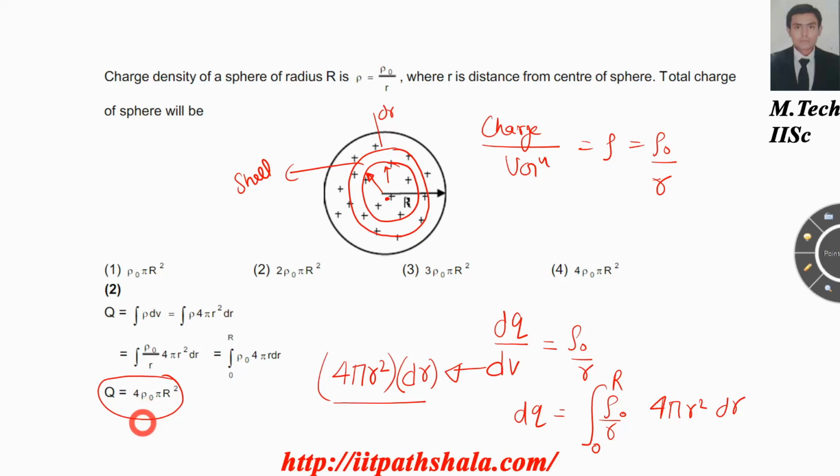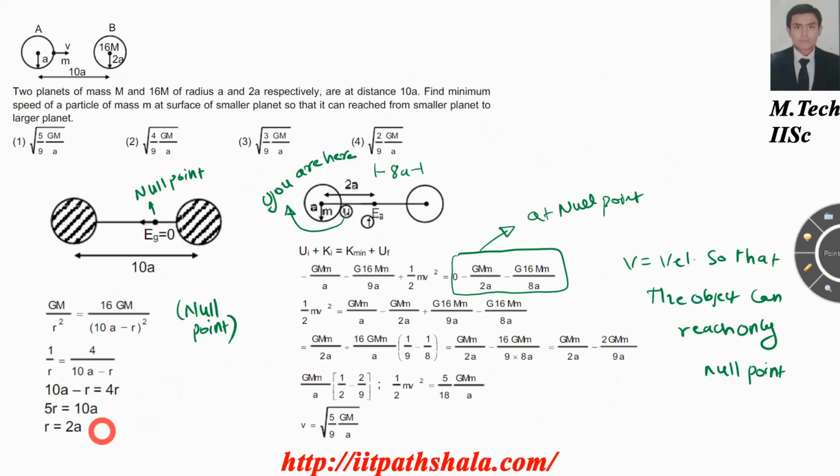So it's a pretty much direct question again from your worksheet also. Okay, so now in the following question guys, you are being given two planets of mass m and 16m respectively. Both of them are at a distance 10a from each other. You have a mass m at planet A. You are giving it a velocity v. Now this velocity will be as minimum as possible, so that this particle should reach this B planet over here.